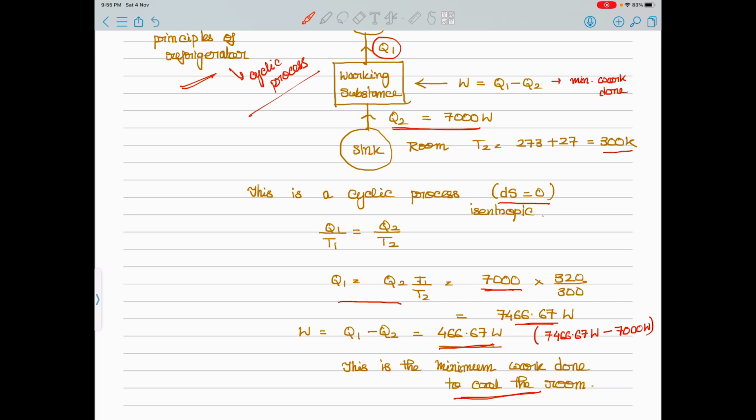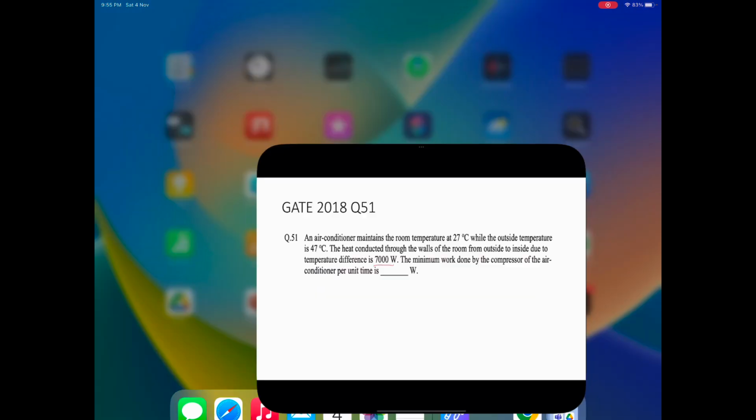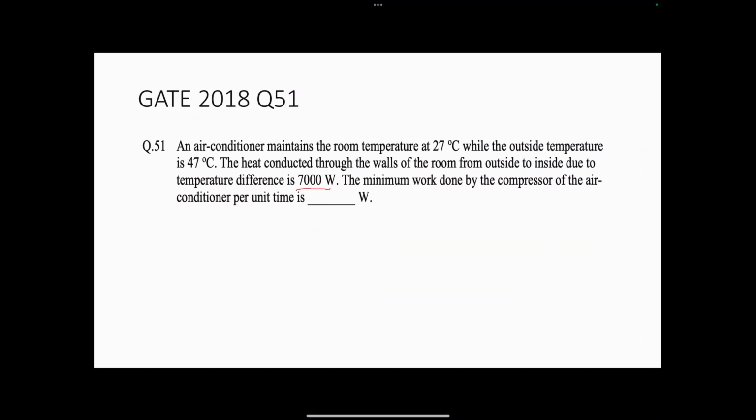Therefore the answer is 466.67. So if you go to the question, the minimum work done by the compressor of the air conditioner per unit time has to be given in watts. So this should be 466.67 watts. Thank you.